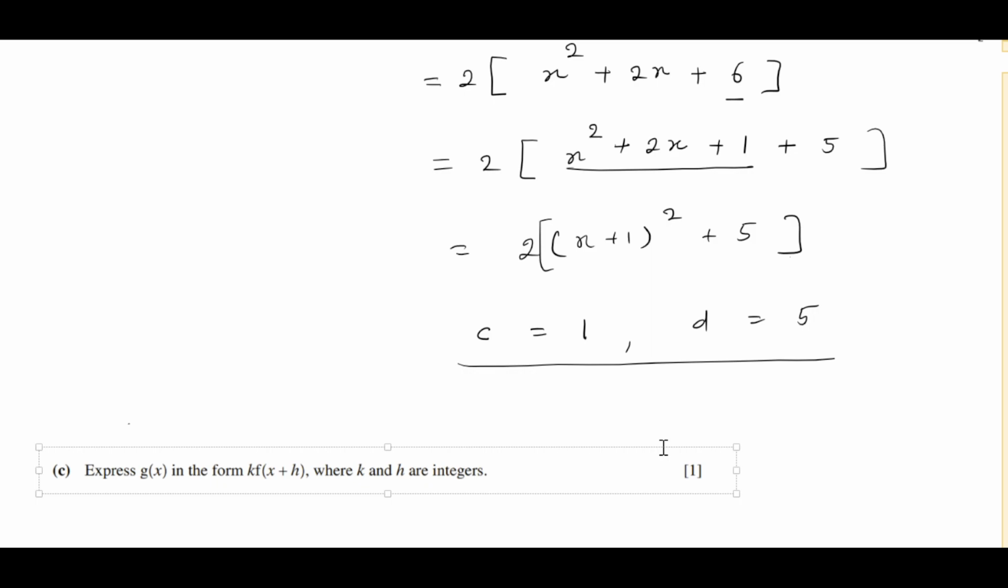Okay, so you can move it. Okay. Now next is express g(x) in the form of k times f(x) plus h, where k and h are integers. Express g(x) in the form of k times f(x) plus h, where k and h are integers.